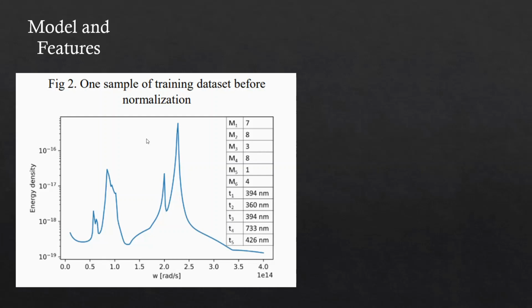This is the sample before normalization, because before training the model, I used the minimum and maximum in each column to change the range of the features and also the output to 0 to 1. This makes the convergence easier and definitely improves the performance of the model.